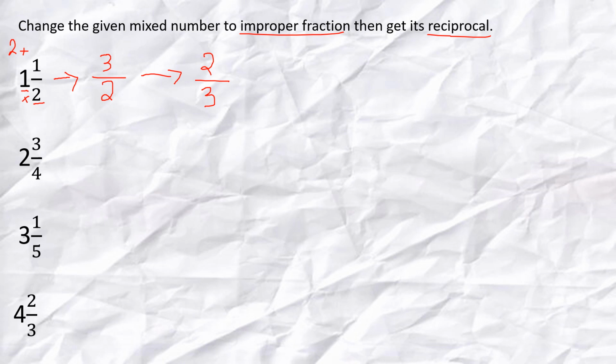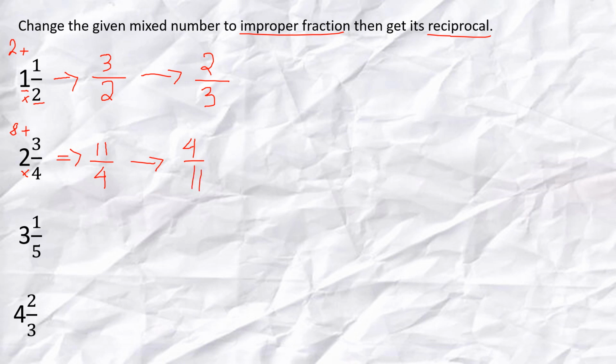Next, 2 and 3/4. So multiply 4 and 2. So 4 times 2 is 8. 8 plus 3 is 11. And then copy the denominator, which is 4. Next, get the reciprocal. So the reciprocal of 11 over 4 is 4 over 11.